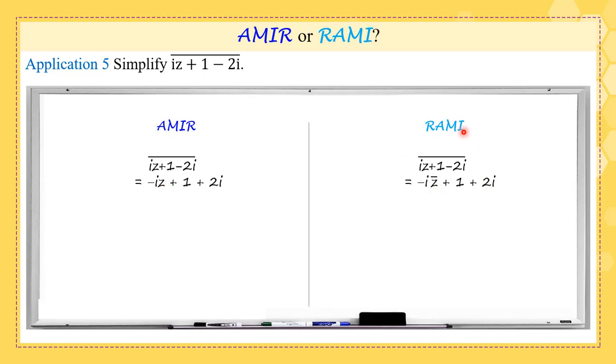I think Rami's method is correct because if we want to distribute this bar, we have to distribute it on each number here, and I bar becomes minus I, and we have Z bar, which is left as Z bar because we cannot simplify it anymore. So the mistake in Amir's method is that he didn't apply the conjugate on Z.